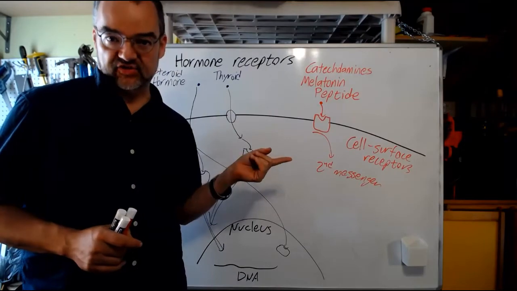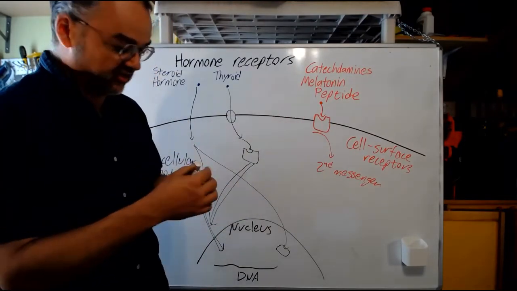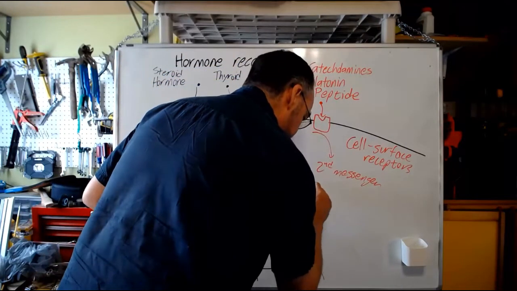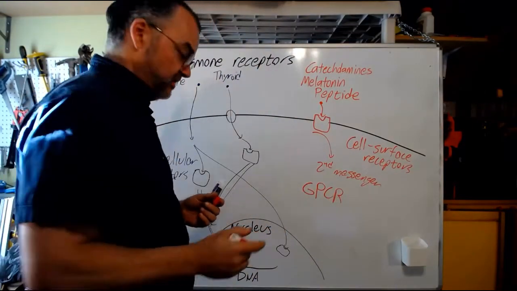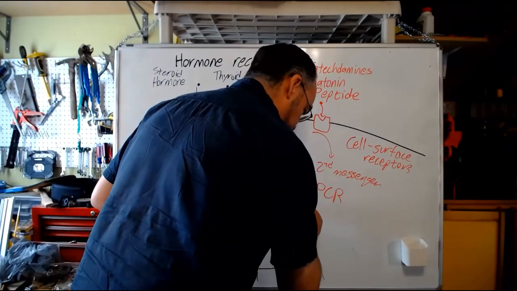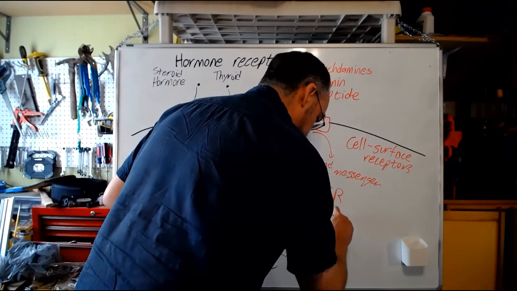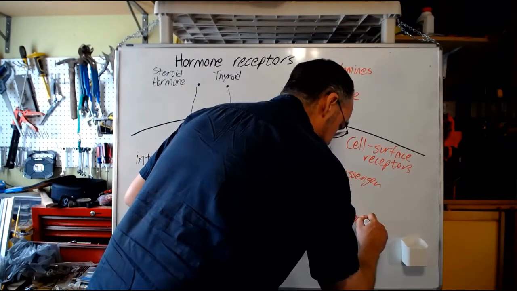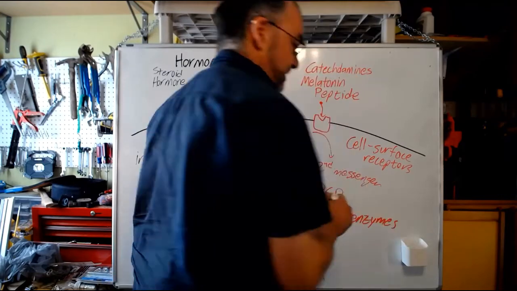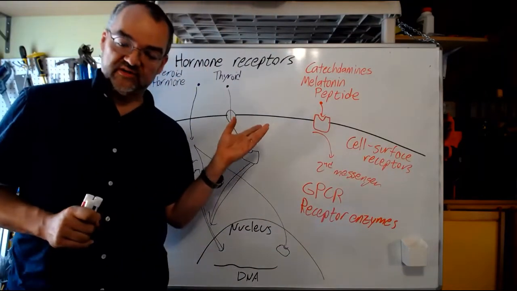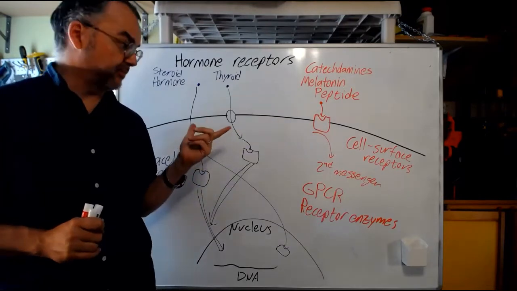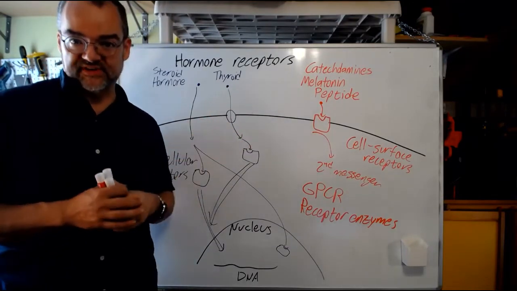So, one thing I want to note here is that all of the cell surface receptors use second messenger systems. These are either going to be G-protein-coupled receptors, which you've learned about, or receptor enzymes. These two kinds of receptors use second messenger systems. So the next thing we're going to do is talk about some specific examples of hormones and their receptors and some of the effects they have.